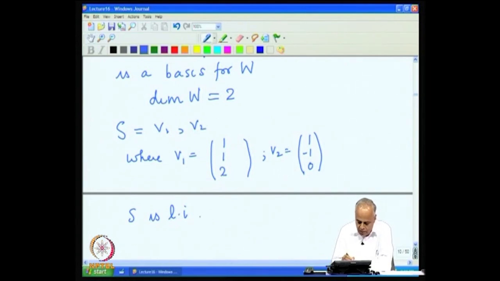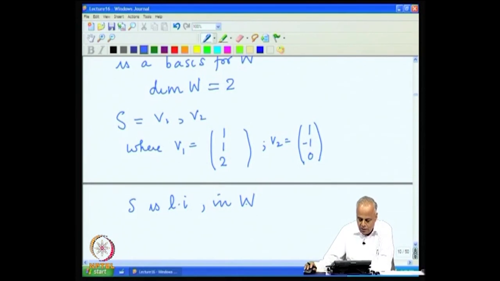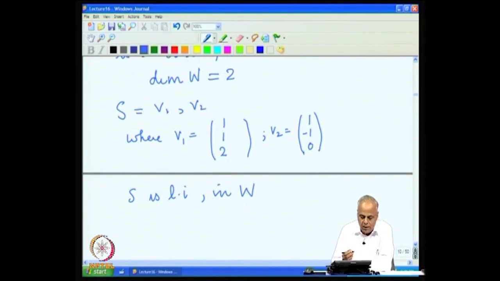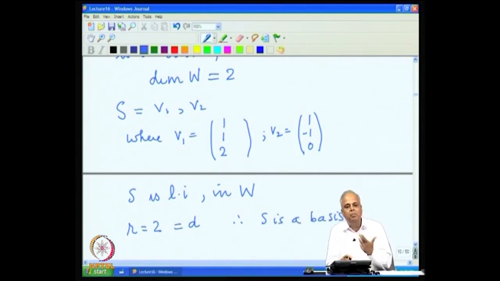And these are vectors in W, because V1 is obtained by taking alpha equal to 1, beta equal to 1, and V2 is obtained by taking alpha equal to 1 and beta equal to minus 1. So, S is linearly independent, it is in W, and there are exactly two vectors. R in this case is 2, which is equal to D, and therefore, S is a basis. Whenever you have two linearly independent vectors, it is automatically a basis. This is the case 1 that we discussed. Whenever you take R to be 2, it is automatically a basis.